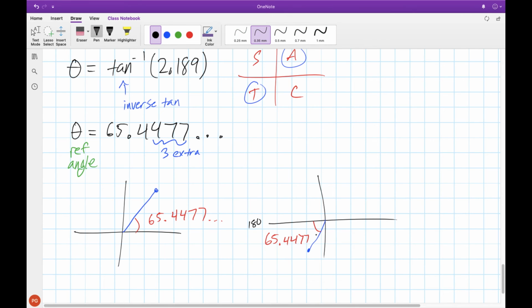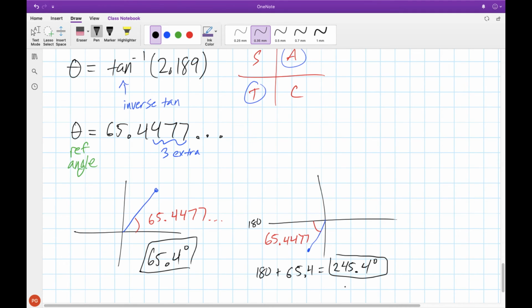Here are our 2 possibilities. For our first one, it's really simple. To 1 decimal place, it's just 65.4 degrees, since our reference angle is equal to our angle. For quadrant 3, we have to add our reference angle to 180. We get our answer of 245.4 degrees. Those are our 2 answers for this.